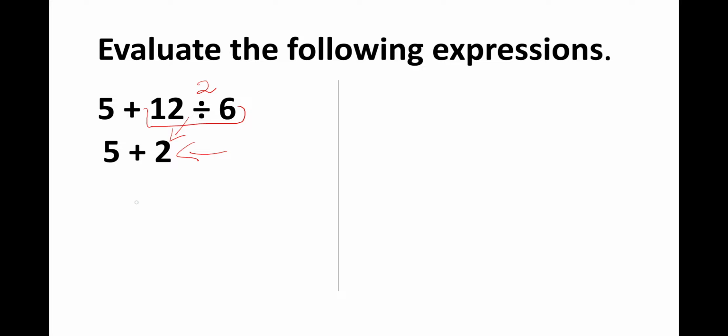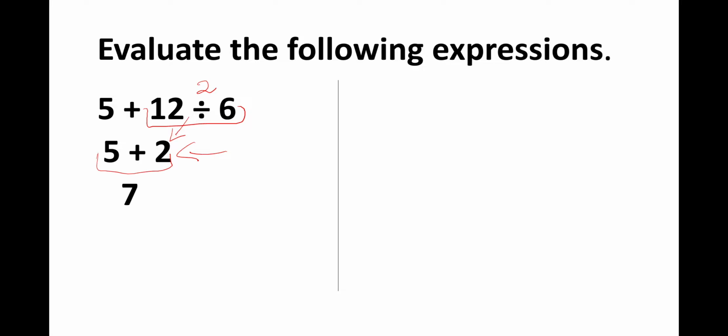Evaluate the following expressions. 5 plus 12 divided by 6. According to PEMDAS, I need to solve the division first. So 12 divided by 6 is a 2. Then I'm going to drop down the 5 and the plus and the answer of 12 divided by 6, which is a 2. In this step, I have 5 plus 2. That's the only operation I have. Add them together and the final answer is 7.